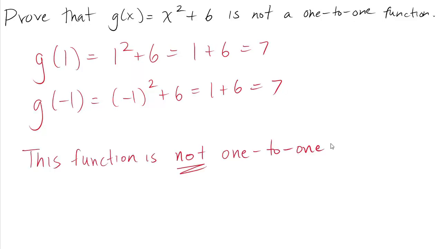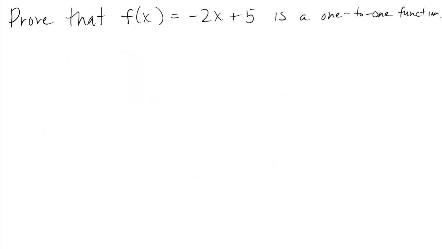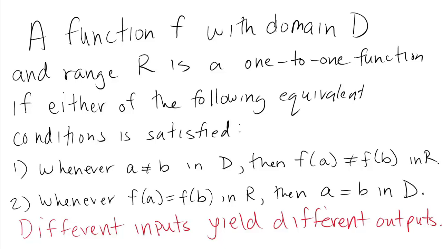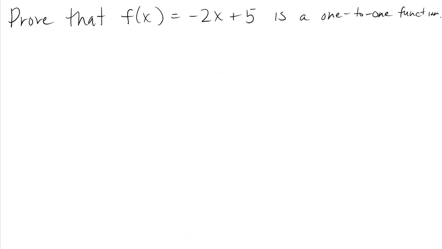You just need to find one pair of numbers that violate the rule in order to show that a function is not one-to-one. Proving that a function is one-to-one is much more subtle. Here we want to prove that the function f of x equals negative 2x plus 5 is a one-to-one function. We're being told that it is, but we have to prove that it's true. Well, in a one-to-one function, whenever f of a equals f of b, then a must have been equal to b. So what I'm going to do is start by assuming that f of a is equal to f of b.